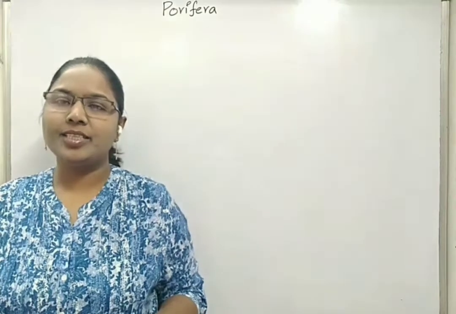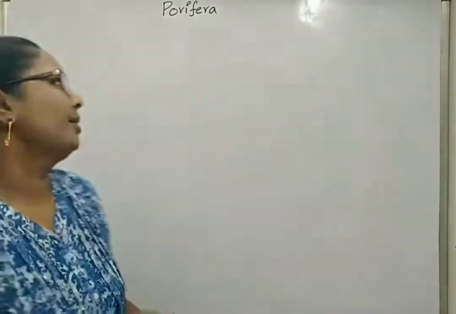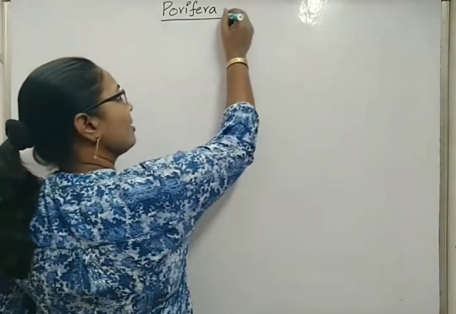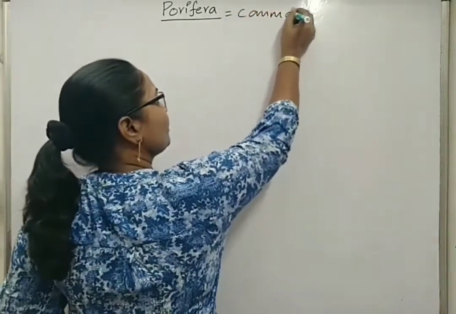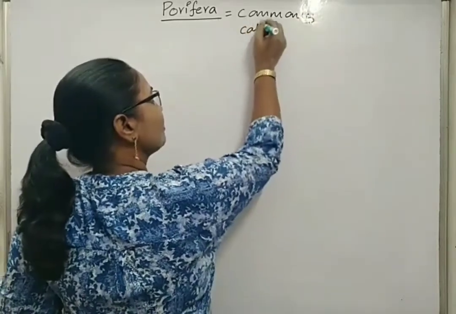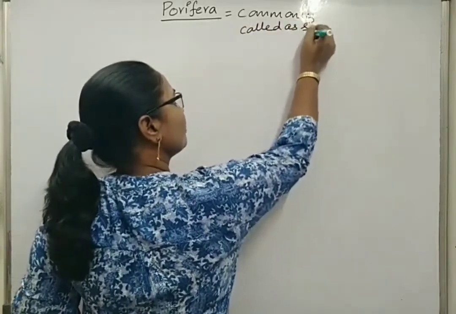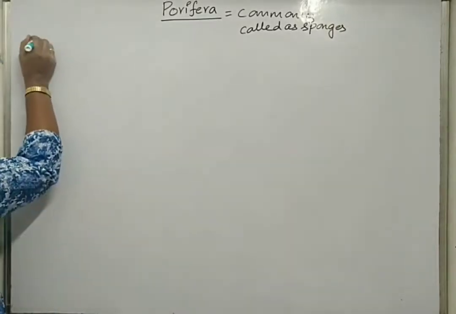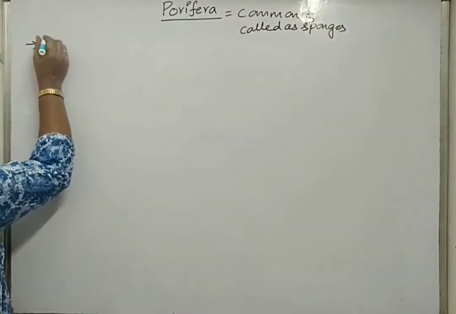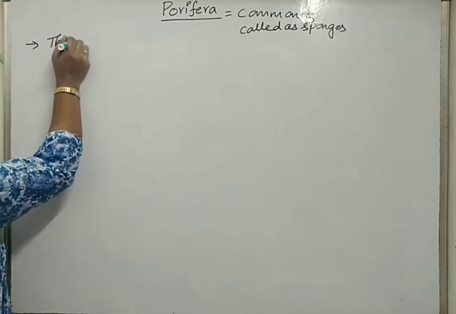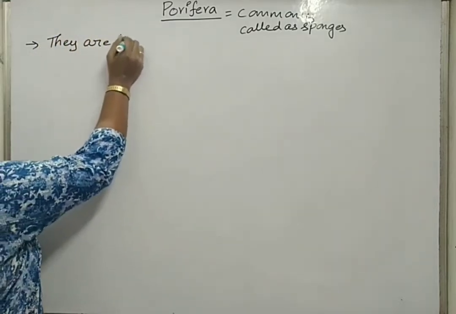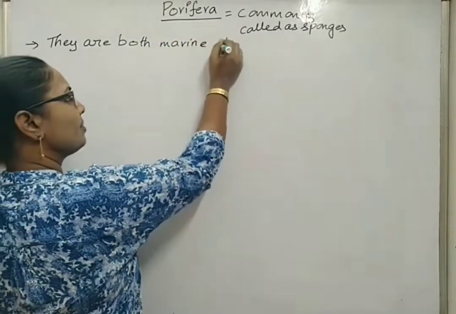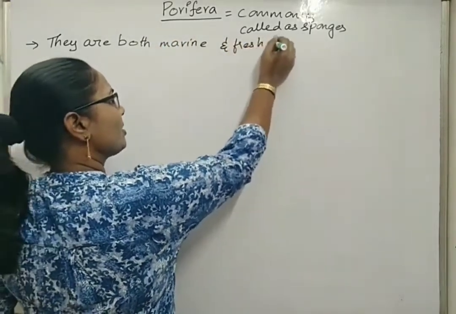Hello students, now we will discuss about Porifera. Porifera is the phylum in animal kingdom and commonly called as sponges. These sponges are both marine and freshwater, marine forms and freshwater forms.